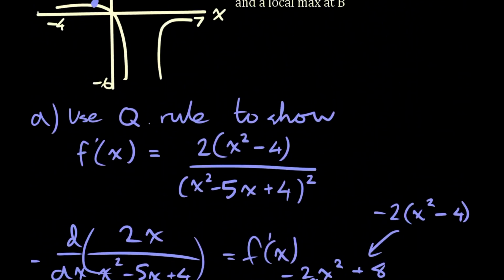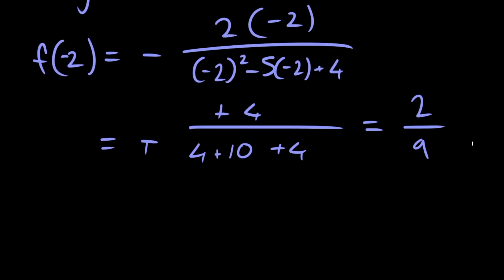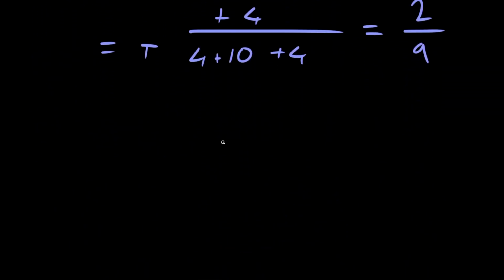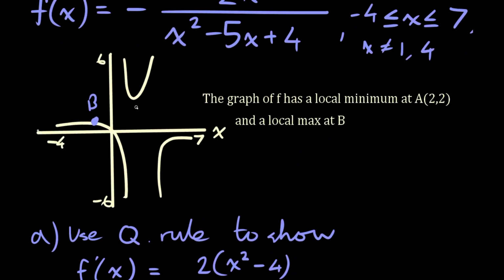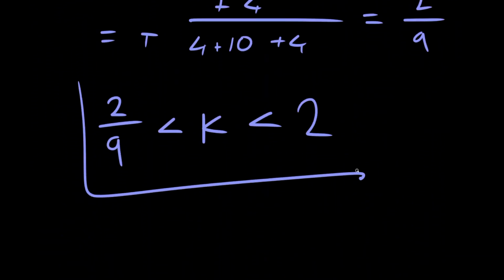So if we look at this again, we'll see that this range of values would permit a horizontal line that does not touch the graph of f. So the permissible values of k would be from 2/9 less than k is less than whatever was the y value of the maximum, which was 2, given to us. And that will be your answer.